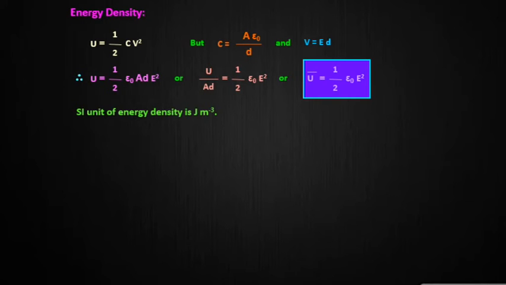So SI unit of energy density is joule per meter cube. Energy density is generalized as energy per unit volume of the field. This says that the energy stored in the capacitor is in the form of electric field between the plates. That's why U bar is equal to half into epsilon 0 E square, where E is the electric field between the plates. So we know the expression for energy stored in a capacitor.